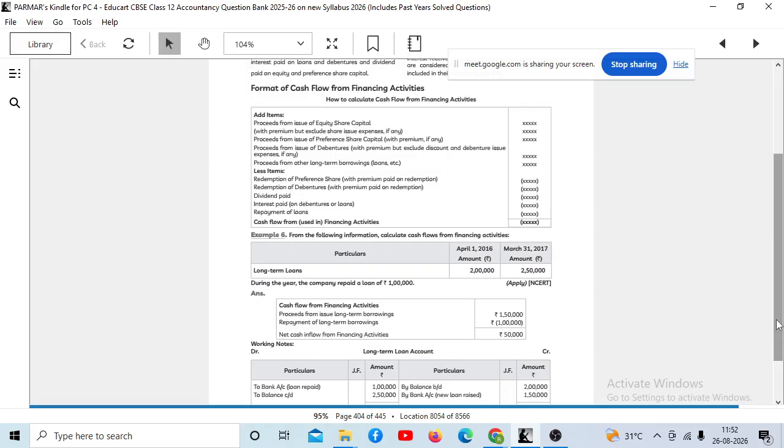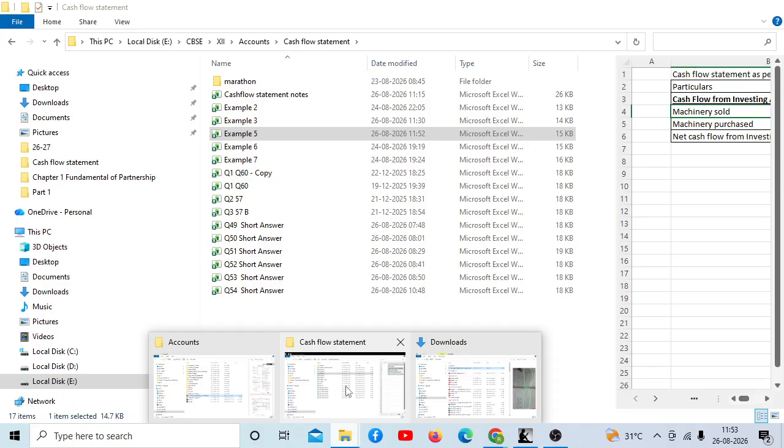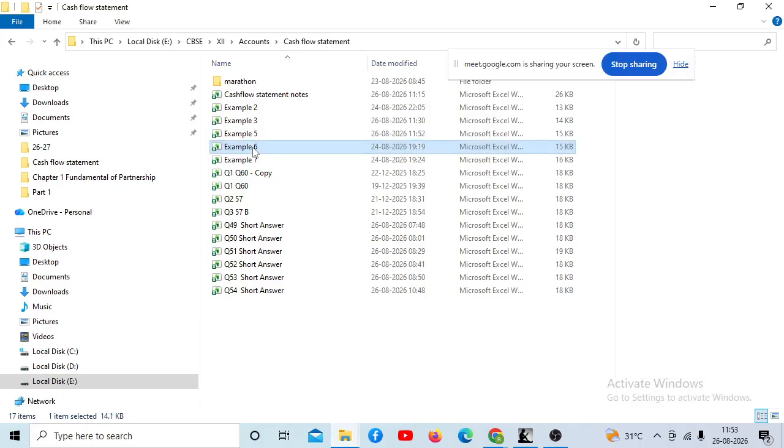I mean, somebody's voice is echoing back. Okay, let me read the question. From the following information, calculate cash flow from financing activity. Right? So this time this question is based on financing activity. A long-term loan is given, and during the year, the company repaid a loan of 1 lakh. Okay, so let us solve this example number 6.